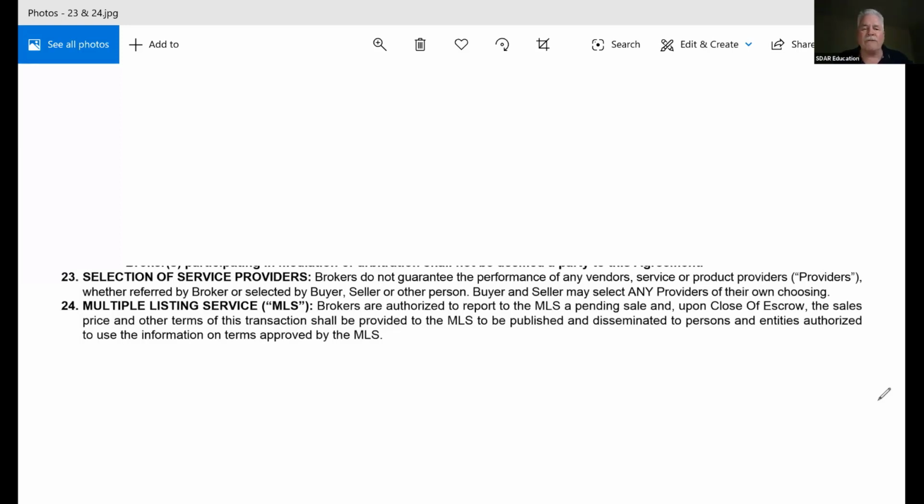But be aware of the fact that the contract is letting everybody know that the brokers are authorized to report this information to the multiple listing service, including the sales price and terms and all that other kind of stuff. That's really kind of it. So that being said, any questions on any of that? I'm going to take us to the next page.